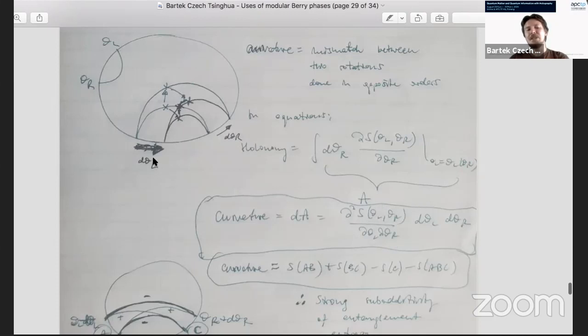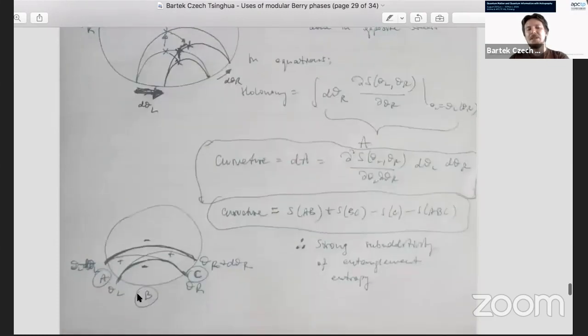Imagine that I should have written this on the slide, but imagine that I call this region B. Oh, I have it here. Imagine that I call this the middle region B, and then the small little regions that are adjacent to it, which are d theta left and d theta right, I'm going to call them A and C. So imagine that I can use discrete language for all the three regions together.